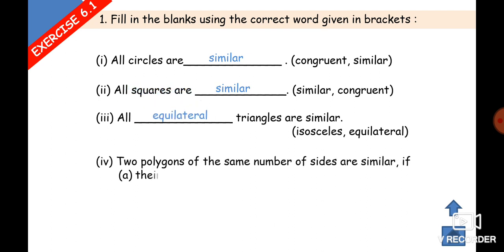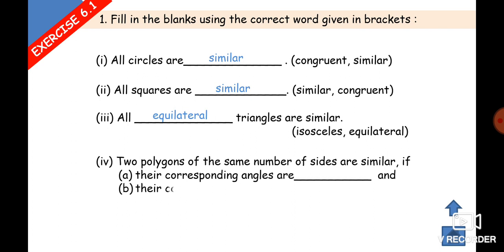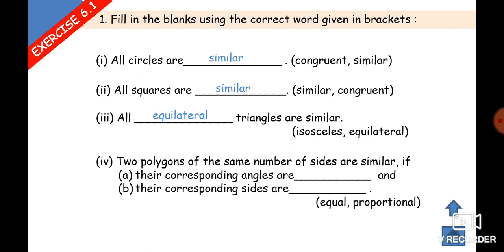Two polygons of same number of sides are similar. Already we have discussed the definition of similarity. Their corresponding angles are equal and the corresponding sides are in proportion. I hope this is clear to you all, right? Going ahead, let's see the question 2.